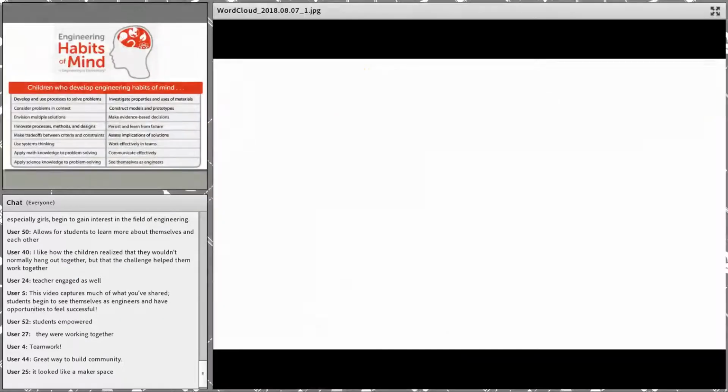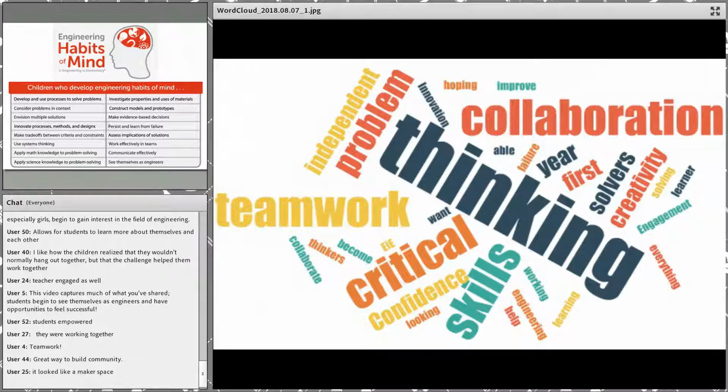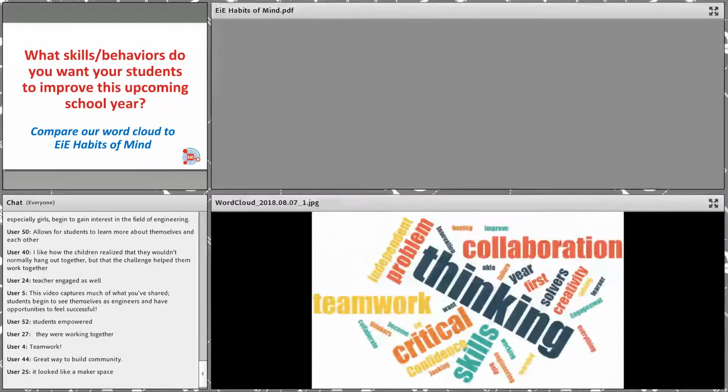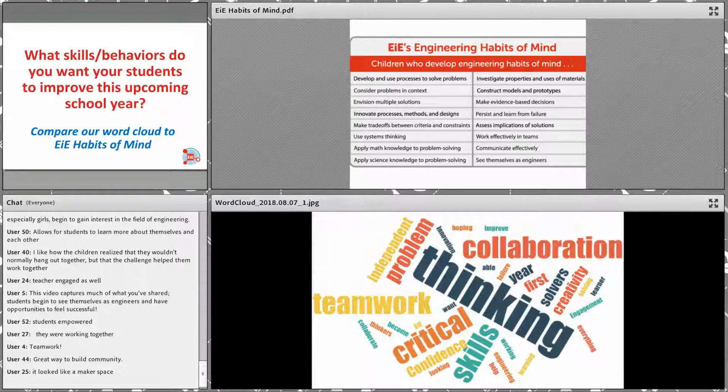So we're going to go back to our word cloud. This is the word cloud that we created this morning. And I had asked you to think about what skills or behaviors you want your students to improve in this upcoming year. And what I want us to do is compare our word cloud to EIE's habits of mind.